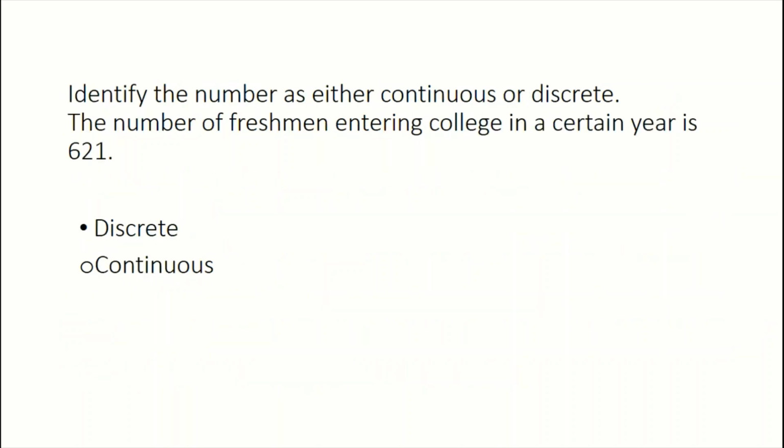Identify the number as either continuous or discrete. The number of freshmen entering college in a certain year is 621. Is the number 621 discrete or continuous? A continuous number may consist of decimal places or fractions, while a discrete number consists of whole numbers only. Therefore, the number 621 is discrete.